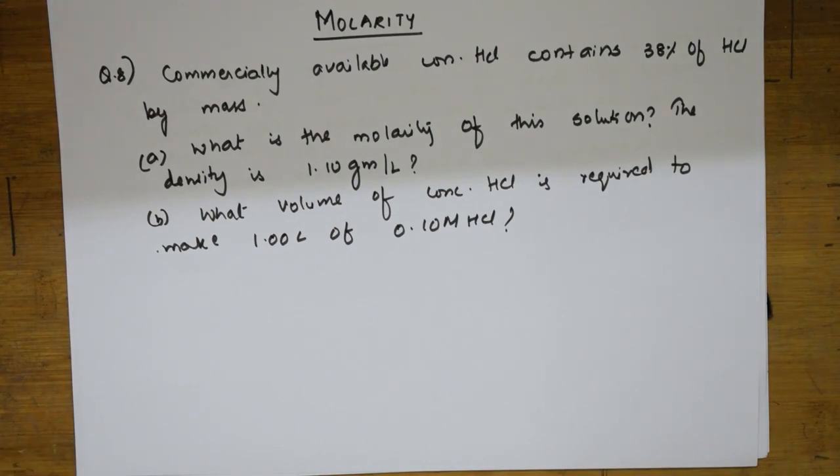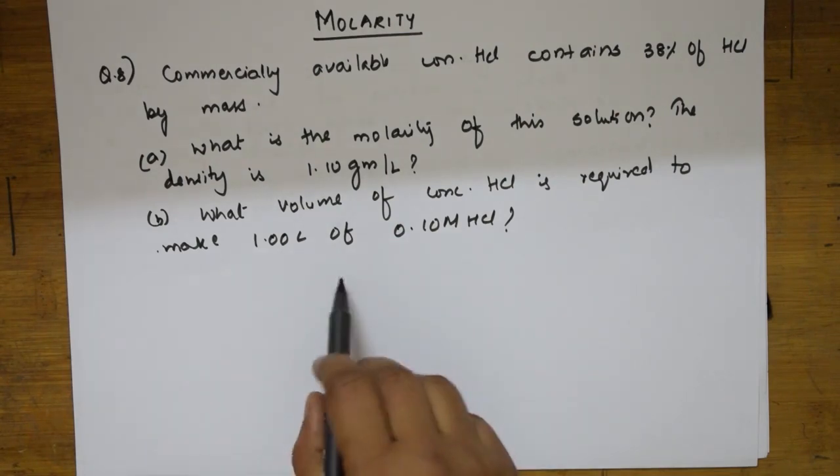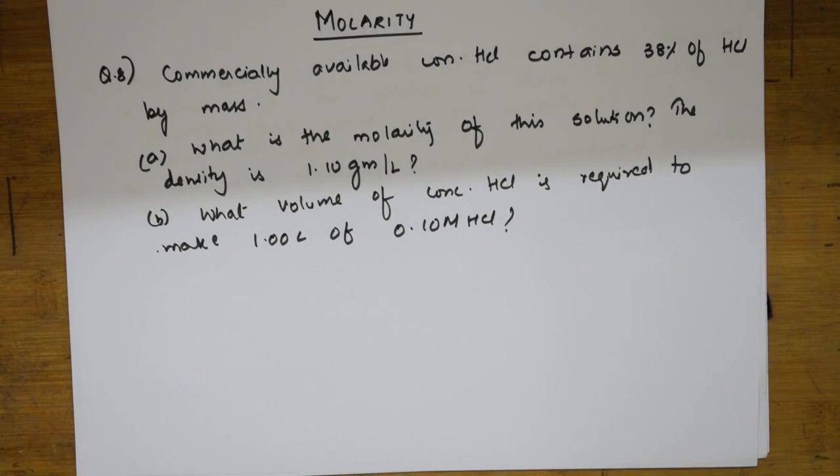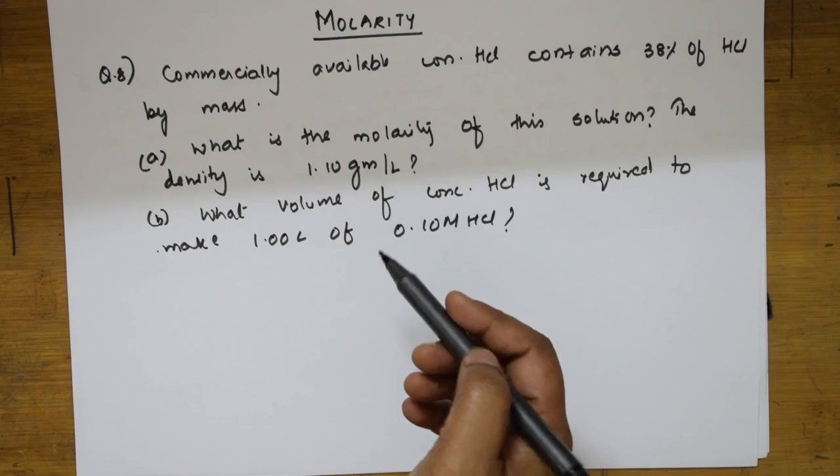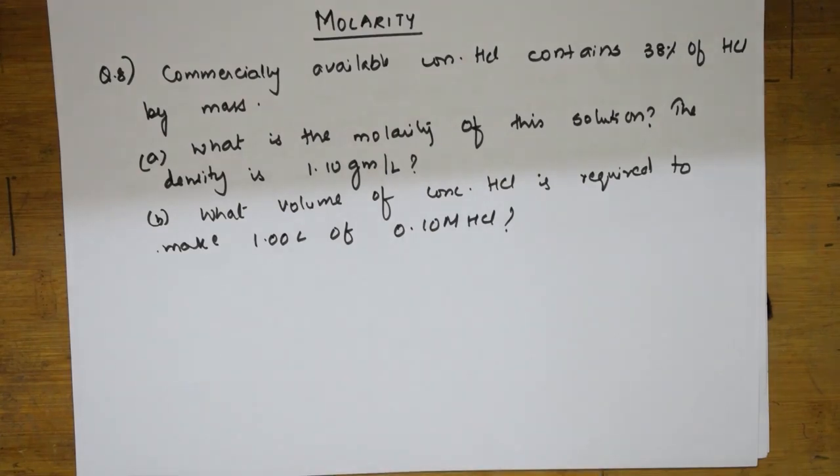Next question. Commercially available concentrated HCl contains 38% of HCl by mass. What is the molarity of this solution? Density again is given, same variety of question. What volume of concentrated HCl is required to make 1 liter of 0.1 molar HCl? Okay, fine. So in this question, what should you do? You need to find the molarity and you also need to find the volume, isn't it? Yes. So let us do step by step.